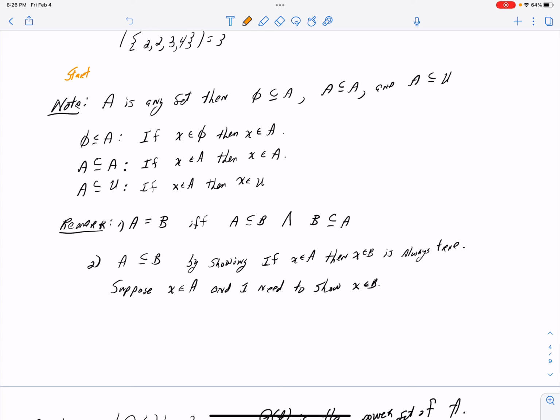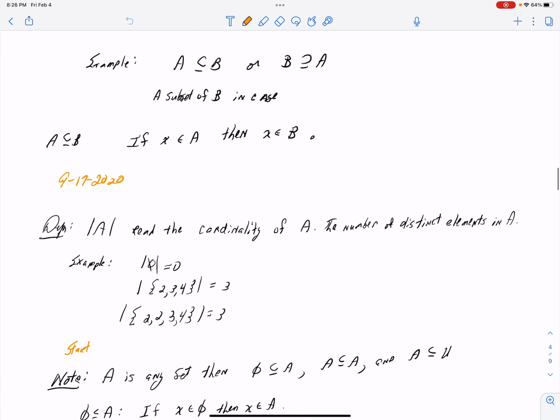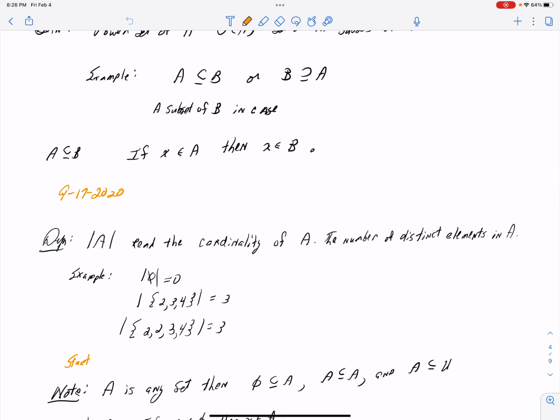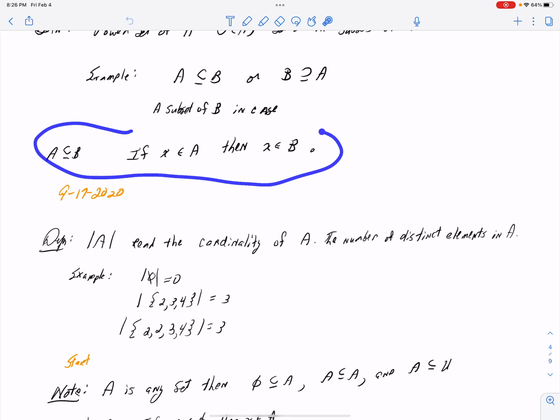Okay, so this is part 3 of our lecture on sets. Last time we were talking about subsets. And remember, A is a subset of B in case if x is in A, then x is in B. That's what it means.